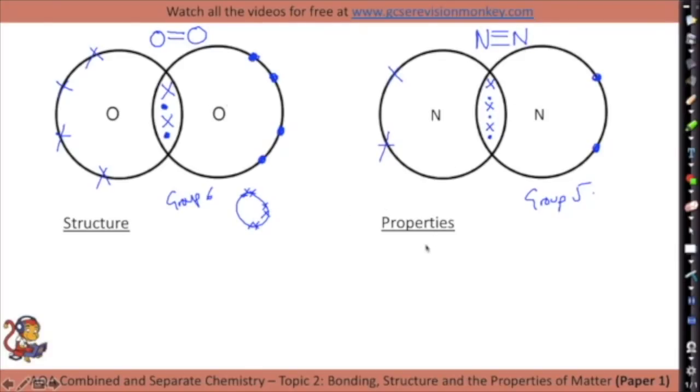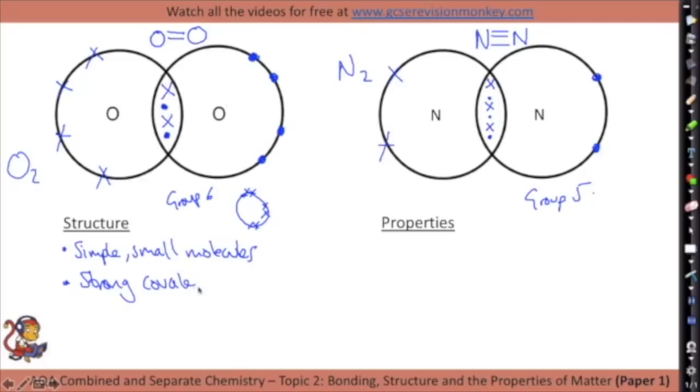So the structure and properties of covalent molecules are very different to ionic bonding that we looked at before. They don't form giant structures anymore. You will literally see the oxygen molecule going around as one molecule, O2, and the nitrogen going around as N2. They don't form giant structures. So they are simple, small molecules. They are joined together by strong covalent bonds. And they have weak intermolecular forces between the molecules.